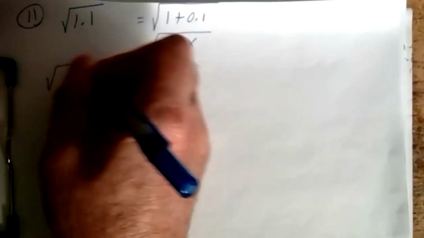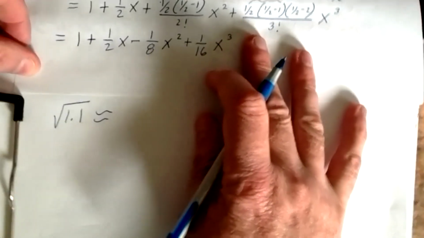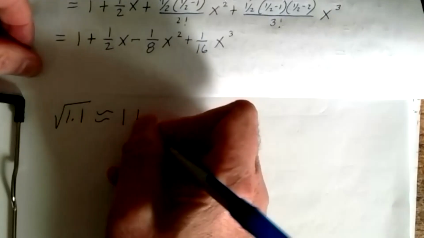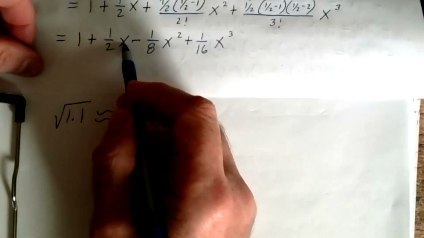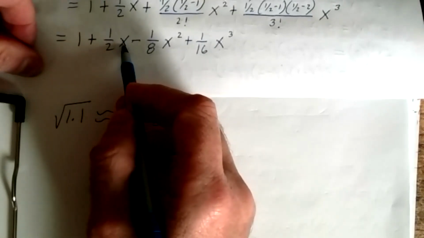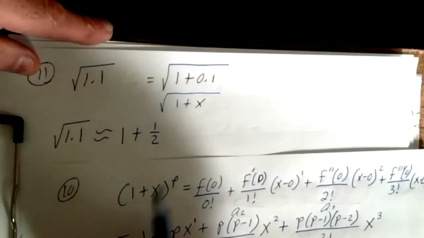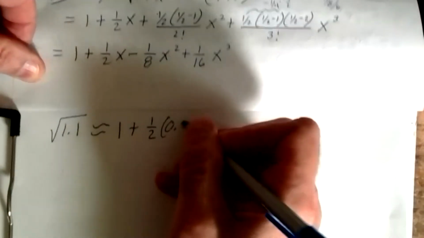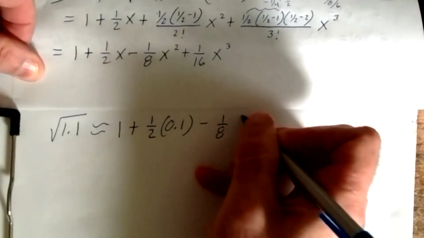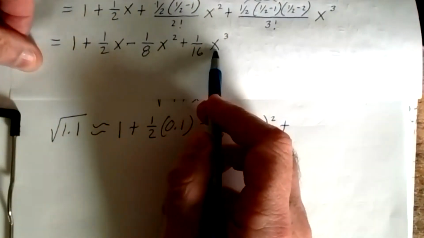So therefore, the square root of 1.1 is approximately going to be equal to, just following along here, 1 plus 1/2 times what? 1.1? I'm sorry, x is 0.1. We replace x with 0.1, not 1.1, 0.1. Because remember, our x is just 0.1. All right, so therefore we have 1 plus 1/2 times 0.1 minus 1/8 times 0.1 squared plus 1/16 times 0.1 cubed.